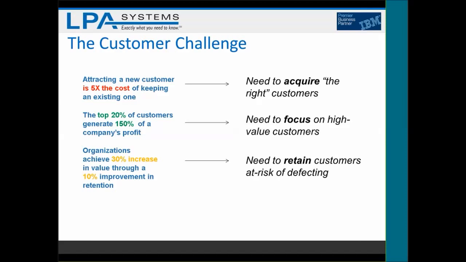Attracting a new customer is 5 times the cost of an existing one. So think about that. When you acquire a customer, you want to make sure you acquire the right customer, where the right customer is one that's going to be a profitable customer for you. So you've got to find ways to make sure you're looking for the right customer.